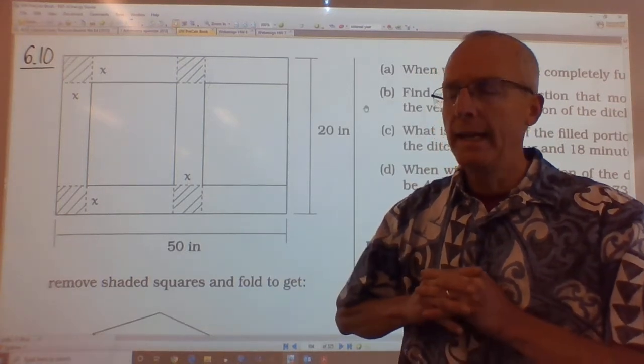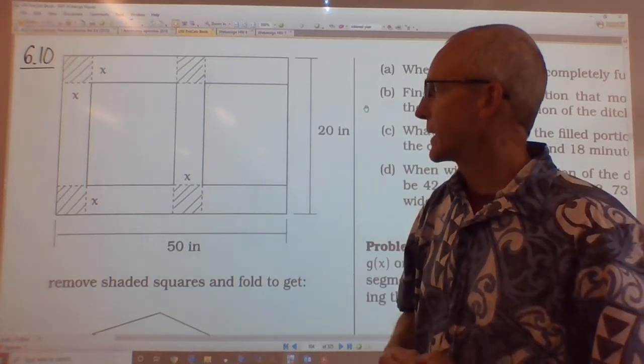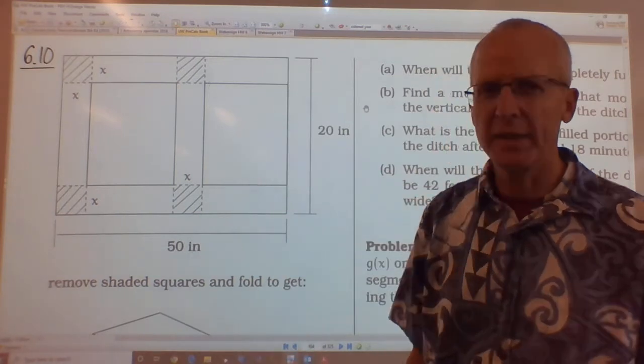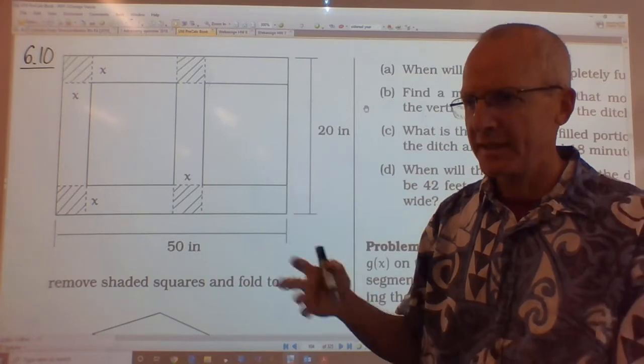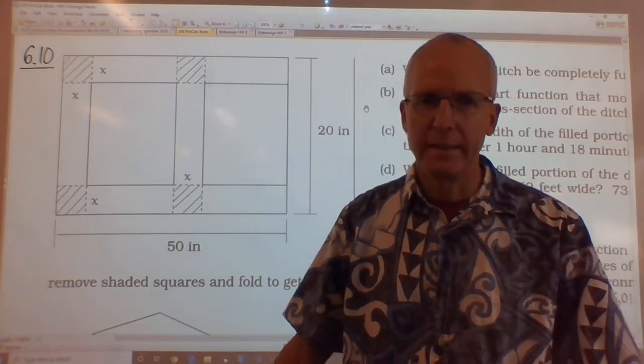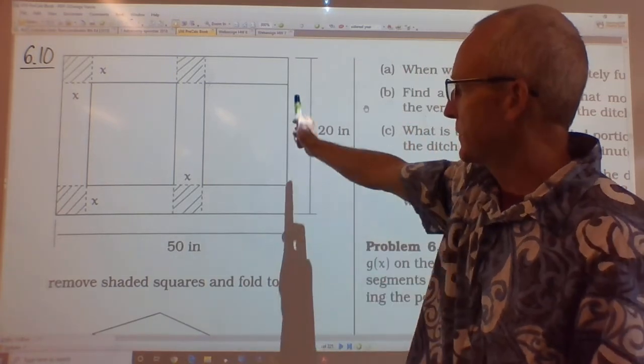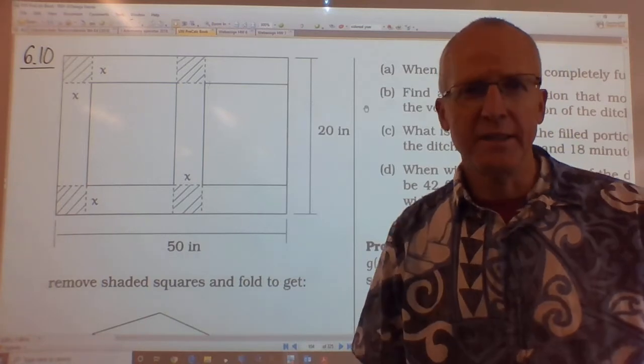Problem 610 says you're going to be making a box, and they have a picture of the box here. It's always a hassle when the problem is on one page and the picture is on the other page, going back and forth. So, anyway, here is the picture. And you can imagine, it's kind of cool, right?